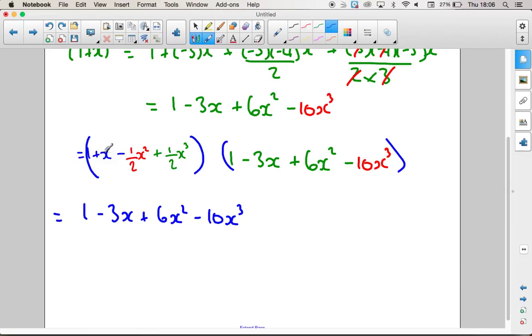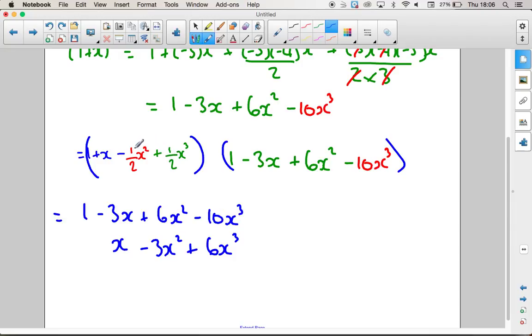Now I'm going to multiply every term here by the x term, so all of these will increase by 1 power of x, so I'm not going to need this final term. I'm going to have x times 1, which is x, times minus 3x, which is minus 3x squared, and x times 6x squared, which is 6x cubed. The next term would be minus 10x to the power of 4, but we've been told we don't need it.